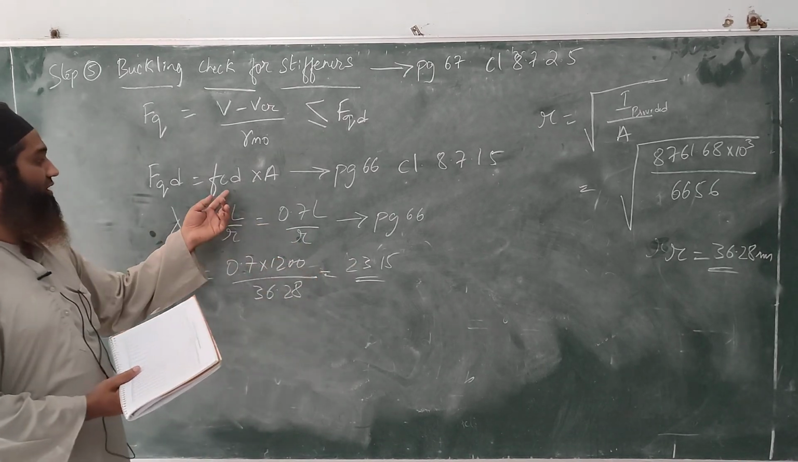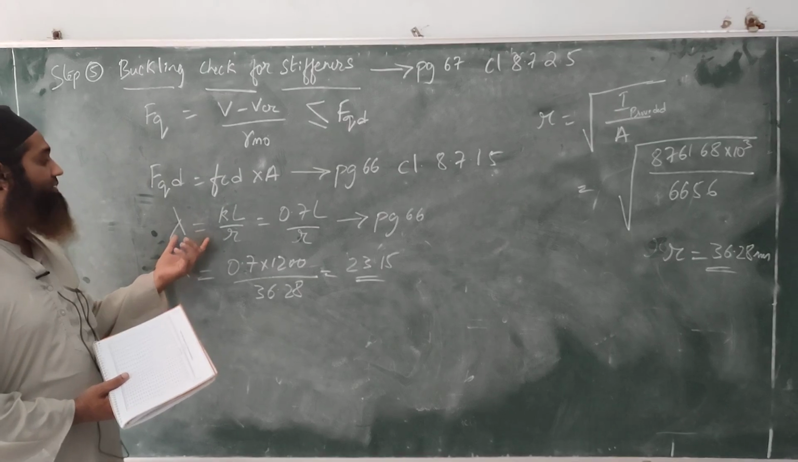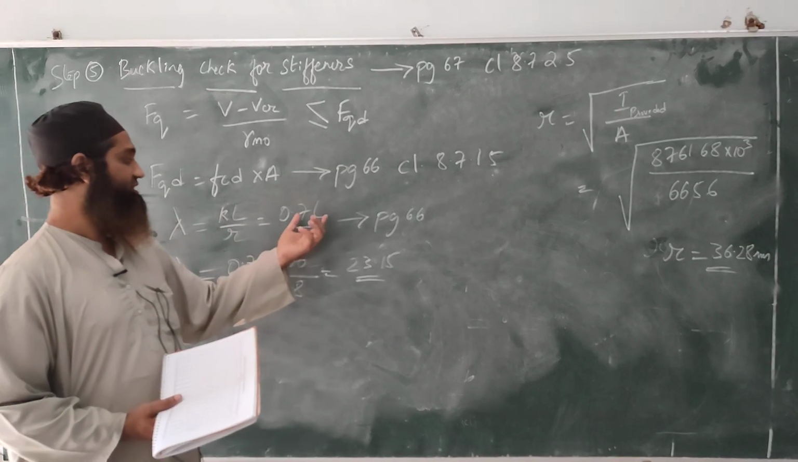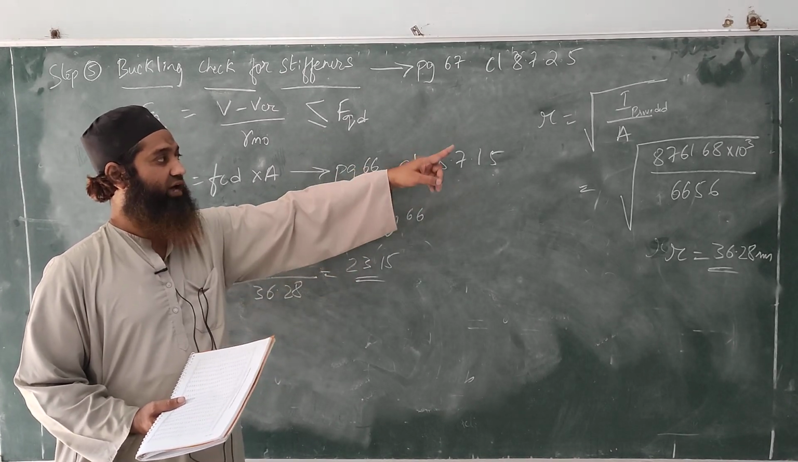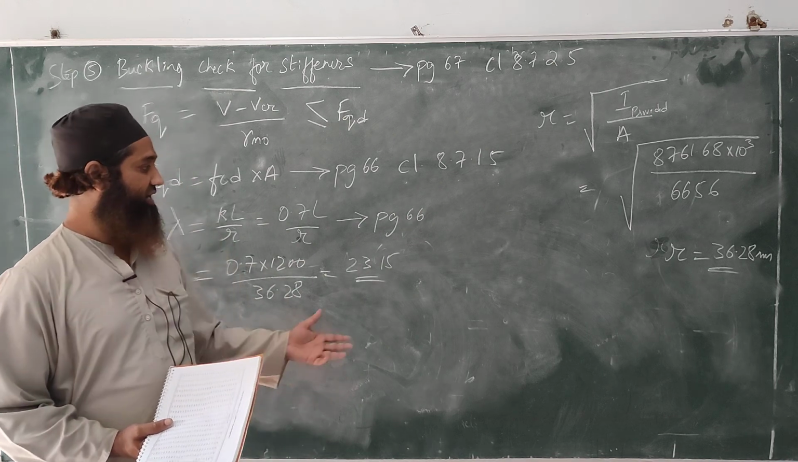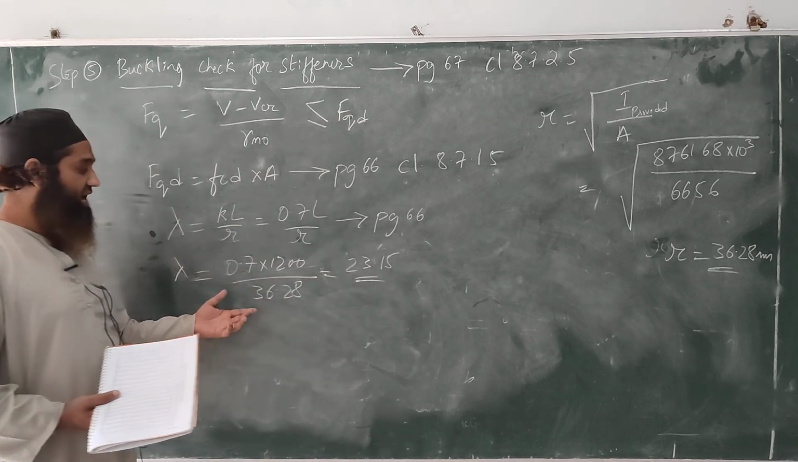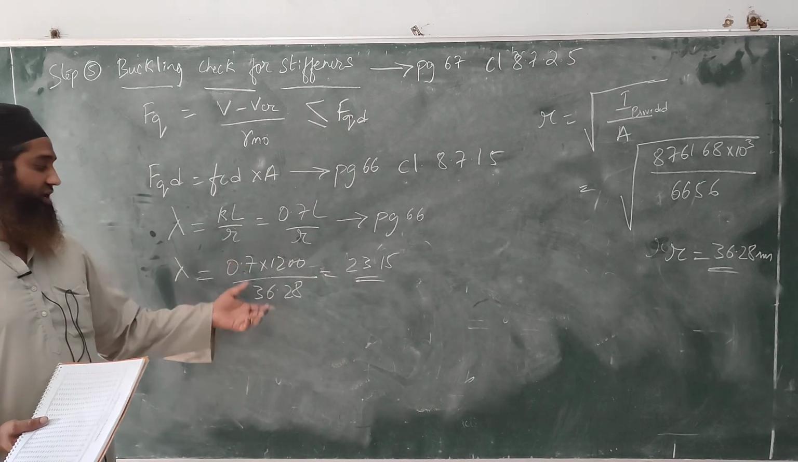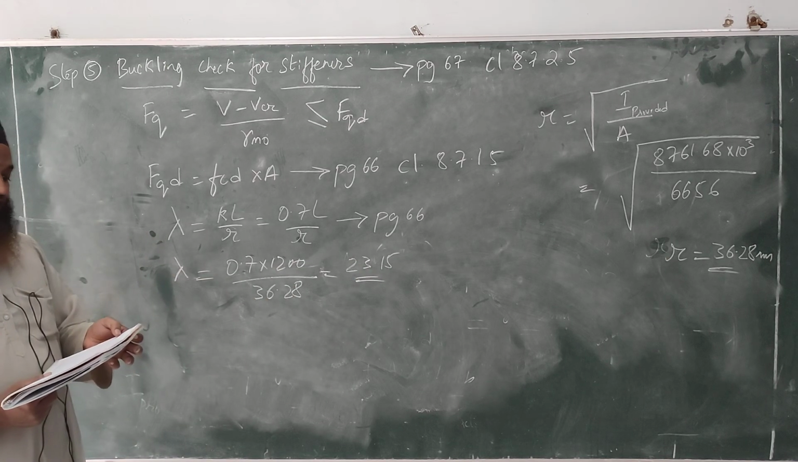This value we want. So to get this value, we'll have to calculate lambda. Lambda is KL by r. KL is 0.7 L times of r. r we have calculated: r is equal to root of I provided by A, where A is the area of web plus area of stiffener. After getting that value, we got the r value. We have substituted this r value here, 0.7 times of L by r. Lambda value is 23.15. That is KL by r.